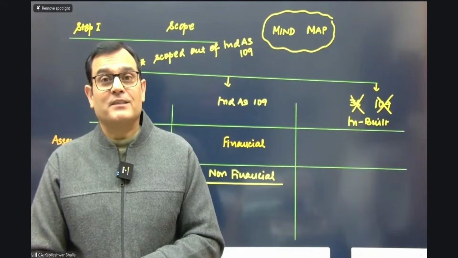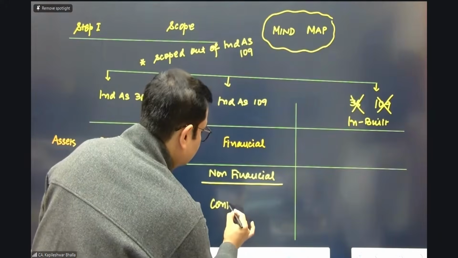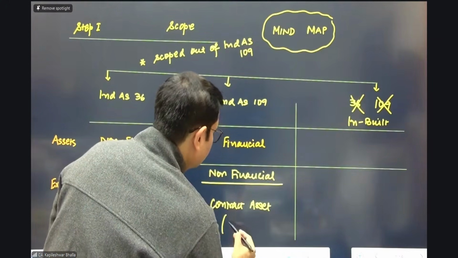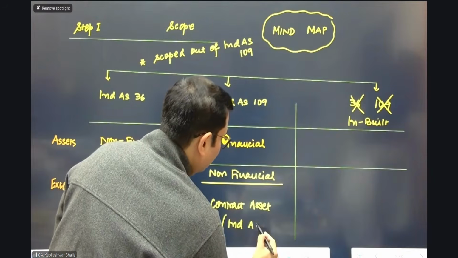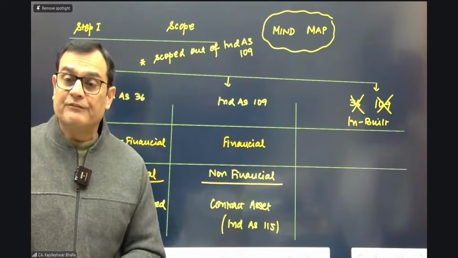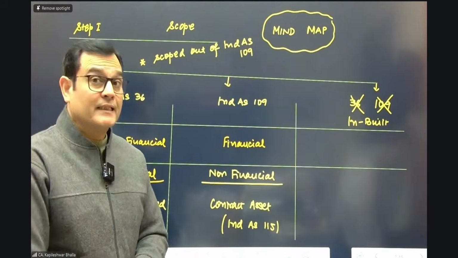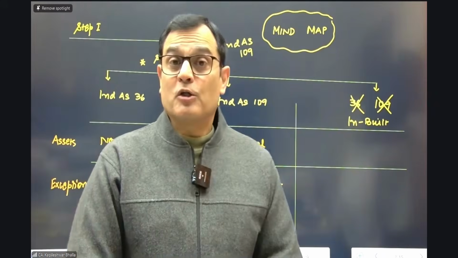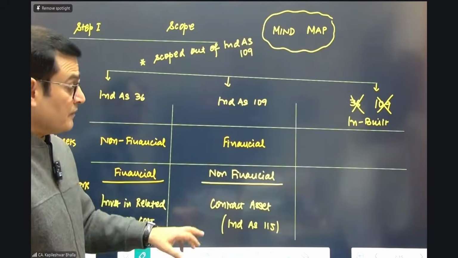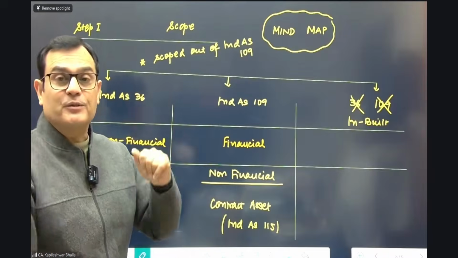Okay, let me answer that question as well. There is what we call contract asset, which arises on account of Ind AS 115. When you apply the revenue standard, Ind AS 115, in those cases a contract asset would arise. And that's not a financial asset because a contract asset does not represent a contractual right to receive. Therefore, it's a non-financial asset, but its impairment is covered under 109.